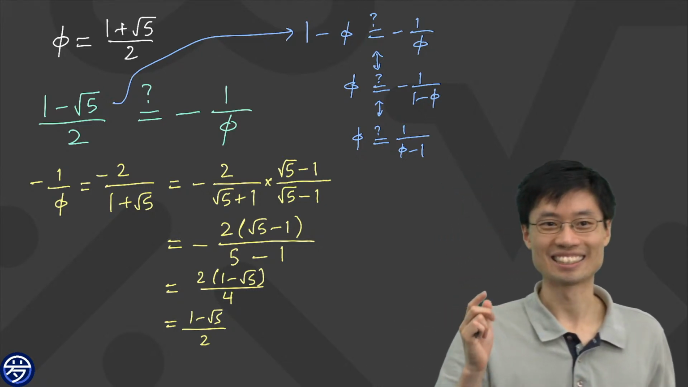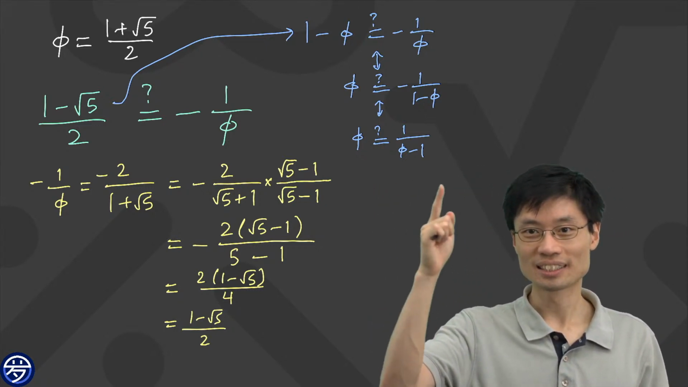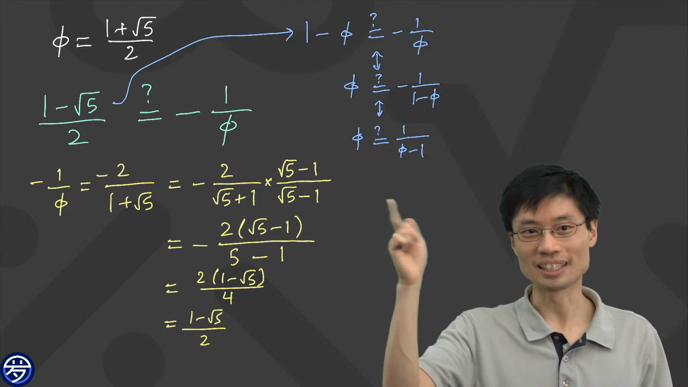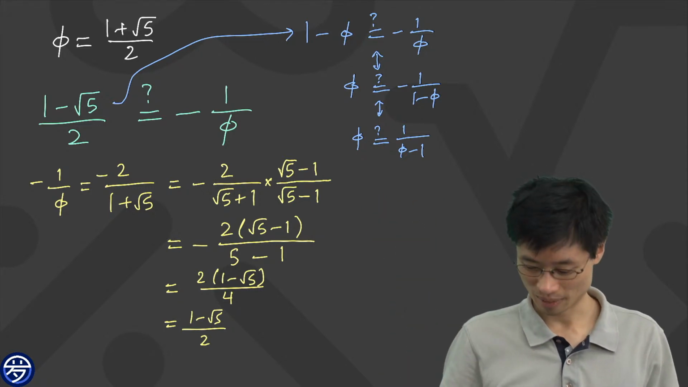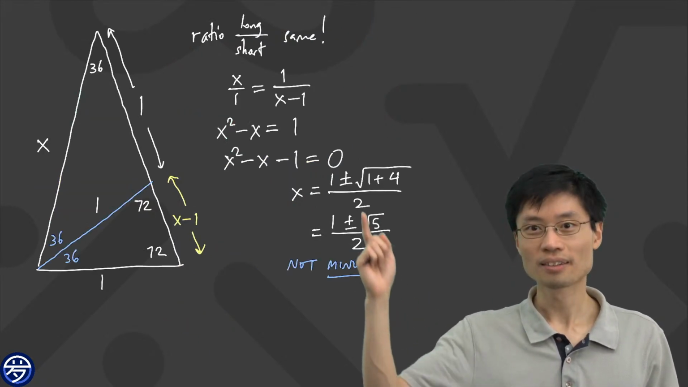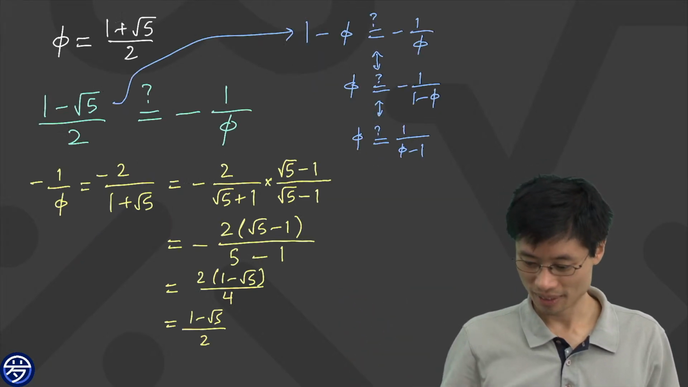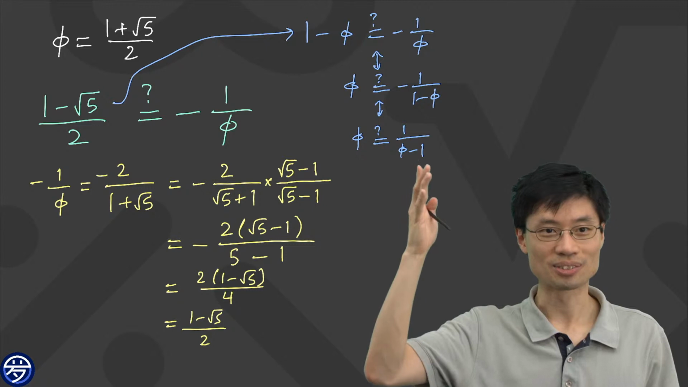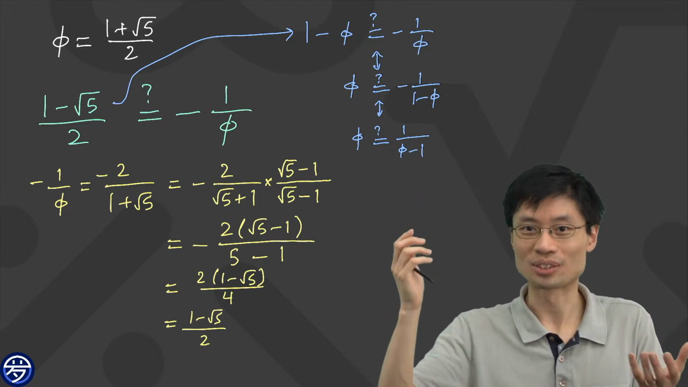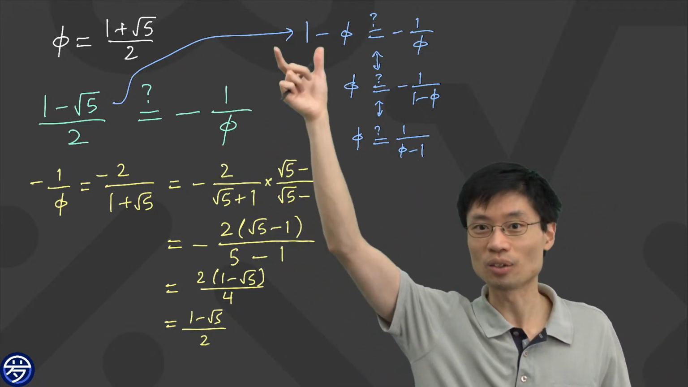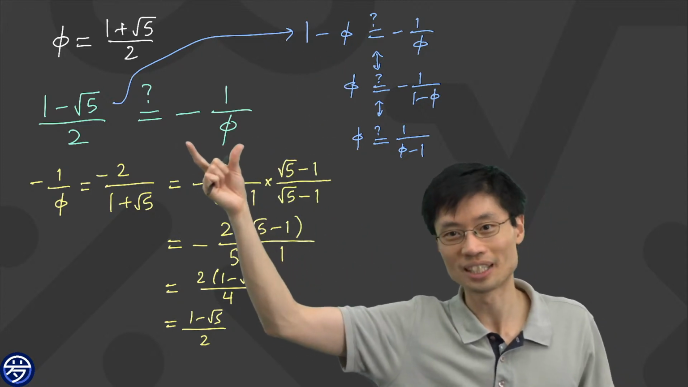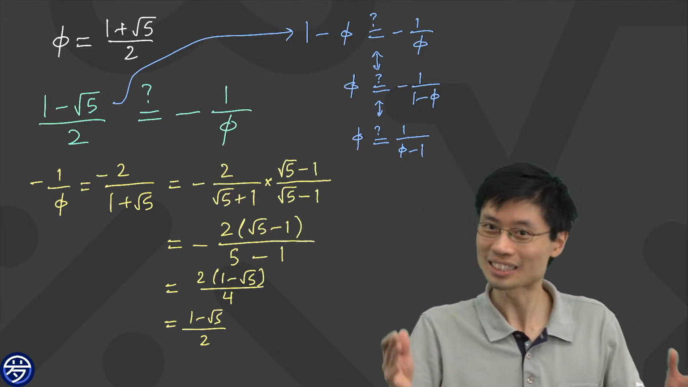And hang on a second. You see this equation? This equation is pretty familiar. We just saw this equation. That was here. X equals 1 over x minus 1. Phi equals 1 over phi minus 1. So in fact, they're the same. So that's actually why all of these are the same. It's okay to write it as 1 minus phi. It's also okay to write it as minus 1 over phi. And that's the golden ratio.